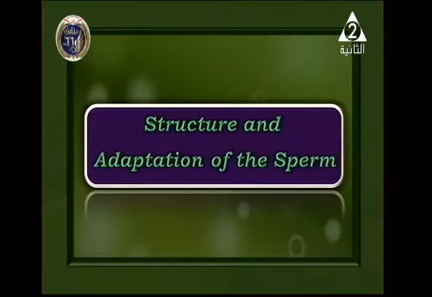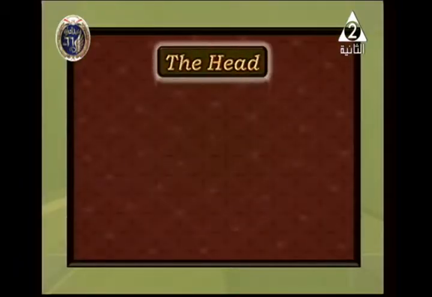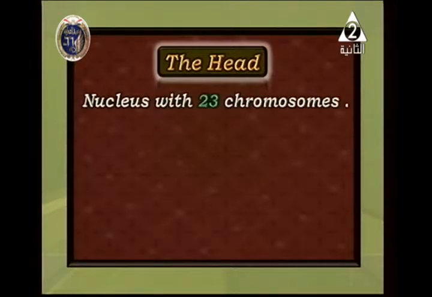Well, the structure and adaptation of the sperm, how they are adapted to reach the female organ. The head of the sperm contains the nucleus, which includes half of the genetic material, which in humans is 23 chromosomes. The full genetic material is 46 chromosomes, but in the case of sperm it contains 23, and in the case of the ovum it also contains what? 23, half of the genetic material.